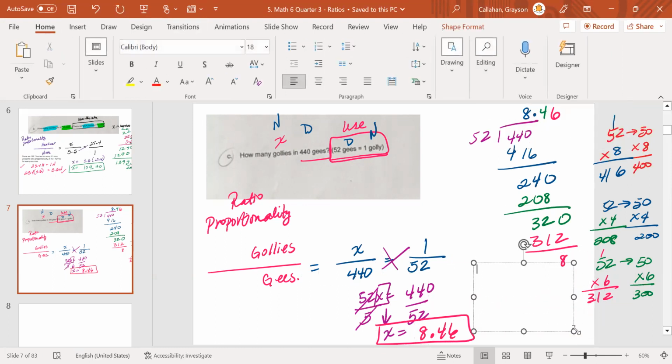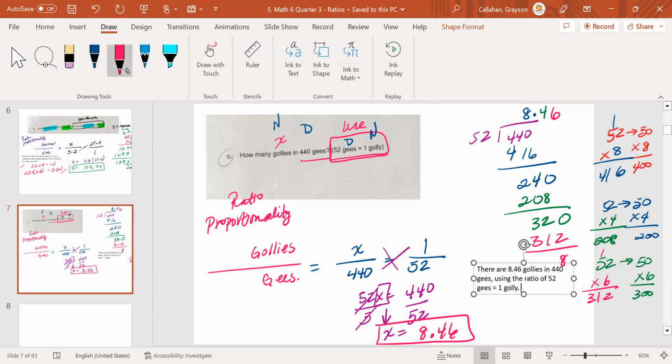So you can say it. The question says how many Gallies, okay? You say there are 8.46 Gallies in 440 geese using the ratio of 52 geese equals 1 Galli. Does that make sense? And again, you want to write this so you could check your work if you have time on the test.